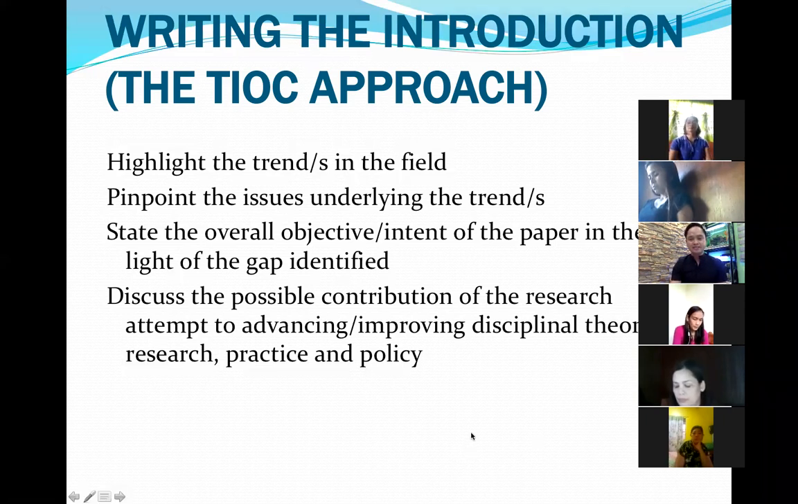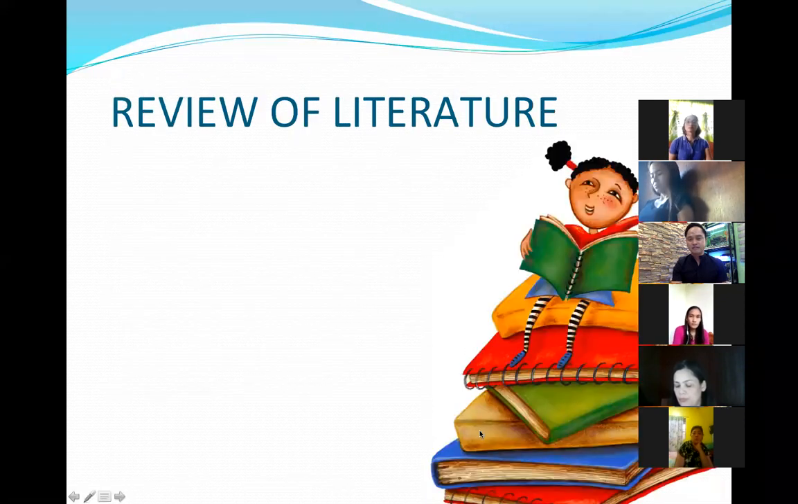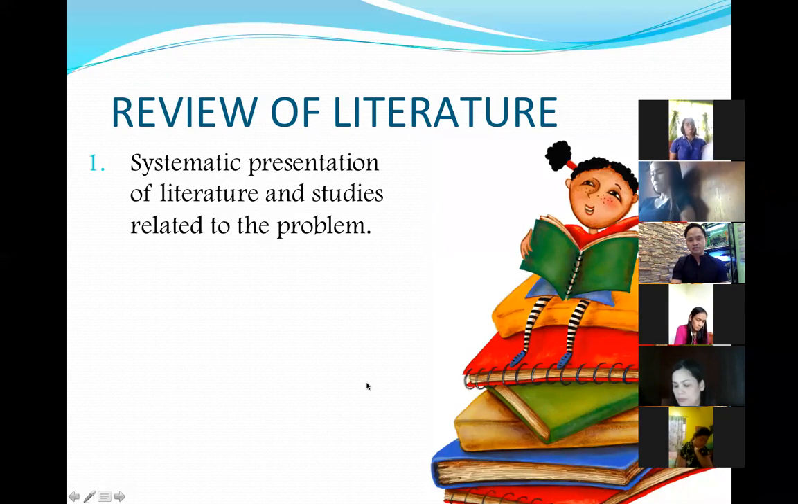Sige. Now let's proceed to the next part of chapter 1, which is review of literature. After the introduction, you review the literature. This means to say that you systematically present the literature that are related to the problem. And when you present the literature, it must be thematic according to themes, o topical according to topics. Halimbawa, your independent variable is blended learning approach, and your dependent variable is academic performance. So you have 2 topics, you have 2 themes.